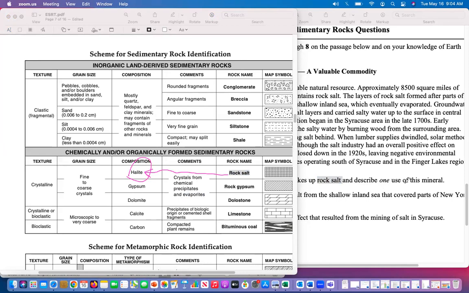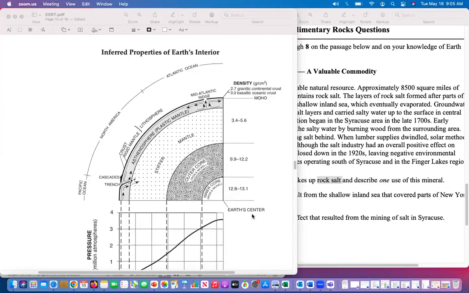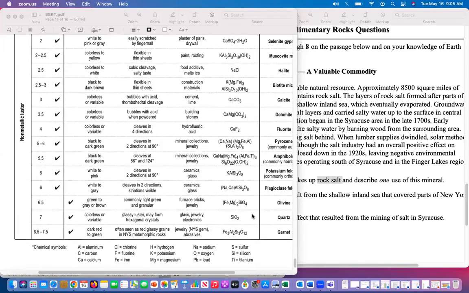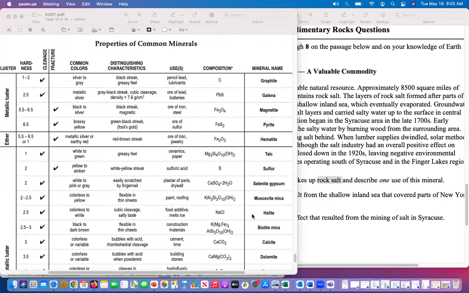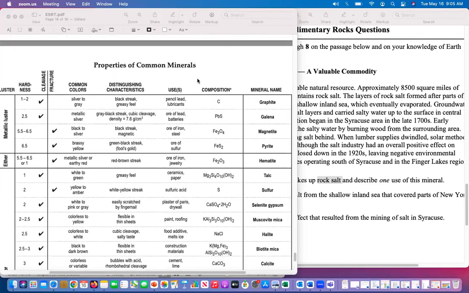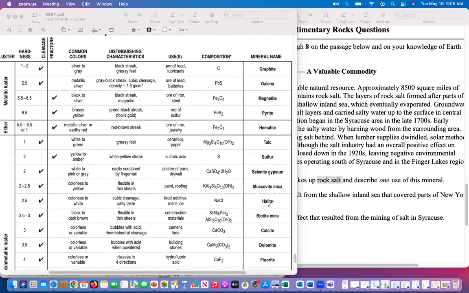Now, when it says describe one use of this mineral, okay, I'm going to enter into a new page of the reference tables. I'm going to go to page 16. Because when you go to page 16, it's a page that just tells you the properties of common minerals. It gives me the uses, distinguishing characteristics, common colors, etc. So when I look under halite, look under the uses for it. What are the uses for halite? It's a food additive, which you could have written down, and you could have written down it melts ice, which is perfectly fine.